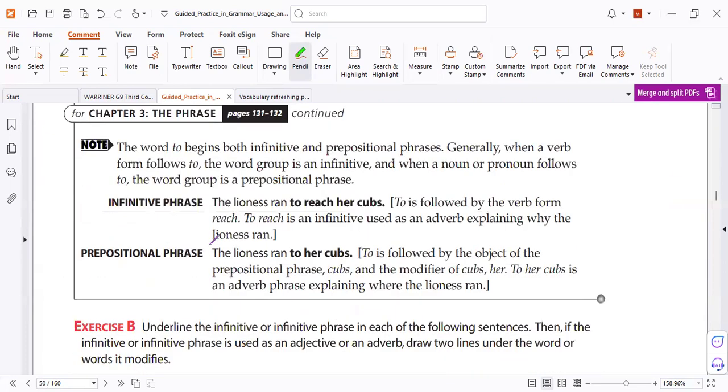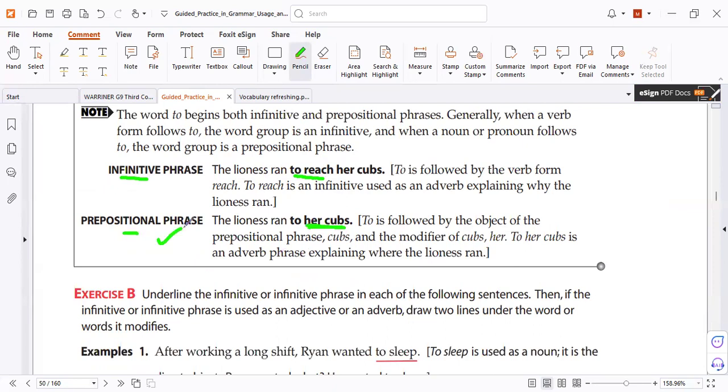Now let's jump. Let's read. Here, as I told you, to plus verb, so it's an infinitive. Here it's not a verb, so it's a preposition phrase. So be careful. This is a phrase to modify where the lioness ran. She ran to which? This is for a reason. Why did she run? So it is a different phrase.